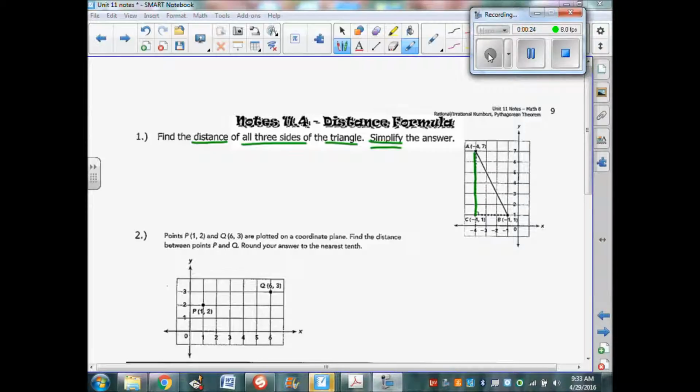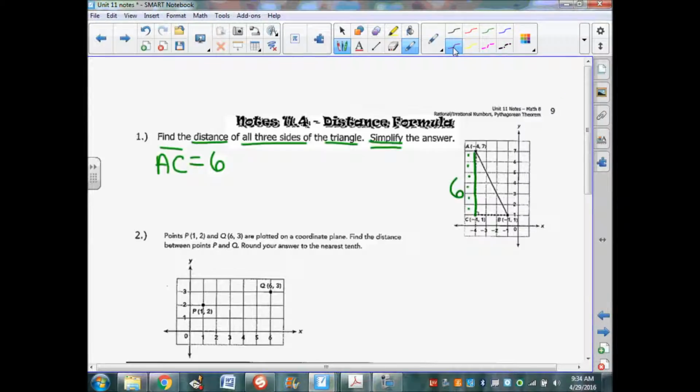Well, because it's on a grid, we can count the boxes. Really don't have any calculation to do there. Okay, it's a nice vertical line. We could count that it's 1, 2, 3, 4, 5, 6. So I know that side AC equals 6. Okay, I put a little bar over AC because that indicates that we're talking about that side of the triangle.